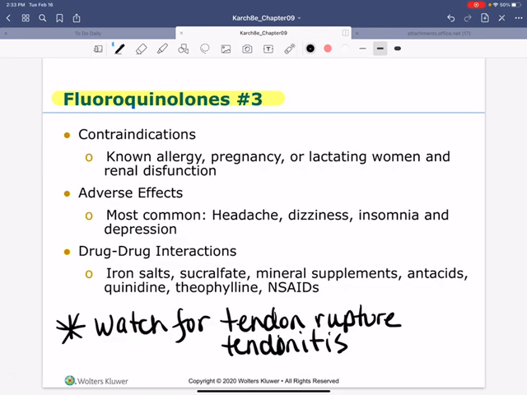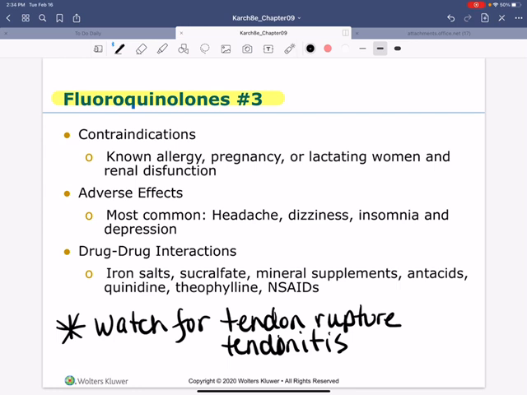There are some black box warnings. Now, a black box warning means side effects that came out, most of the time post-marketing, and it's just a warning saying, attention, this could happen. A black box warning is on these medications for tendon rupture and tendinitis. It was found that we see it more in athletes and the elderly, but anyone can have a tendon rupture or tendinitis. So you have to be careful when prescribing these antibiotics.